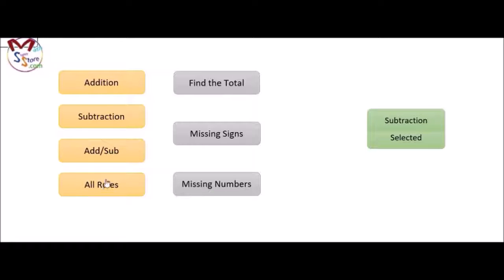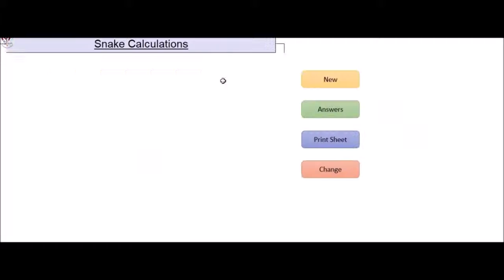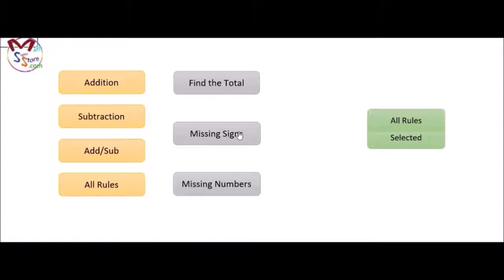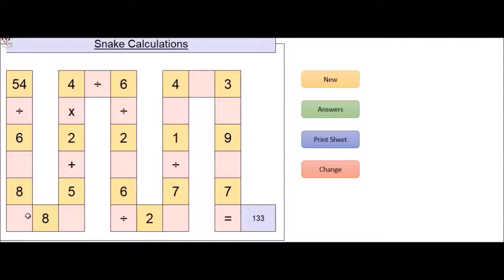You cannot have multiplication and/or division by themselves, because the number would go too high or it would go into decimals. If we choose all 4 rules, we can find the total, and all the numbers are here, and we have to find the total down here. We can change that and make it more difficult. We can have missing signs, and now some of the signs are missing and we've got the total. This makes it a lot more difficult.